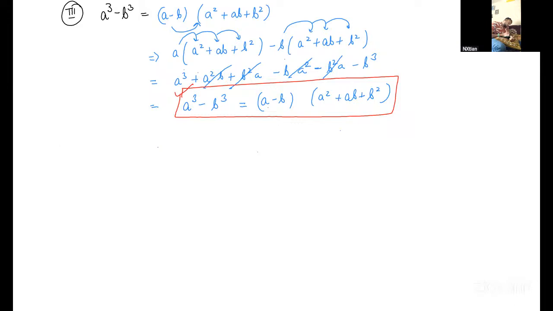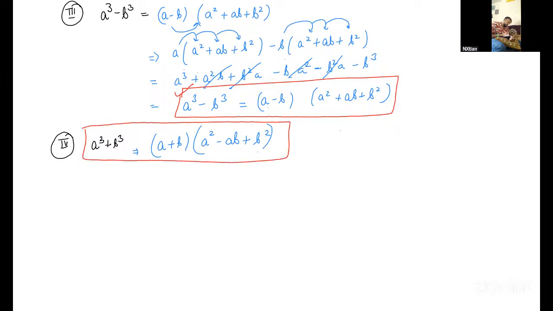Next, fourth identity. The fourth identity that we have to learn is a cube plus b cube, which equals a plus b into a square minus ab plus b square. Now basically this is similar to the above one. The difference is if plus is there, the plus will be there. If minus is there, the minus will be there. And one more difference is if minus is there, plus will be there, and if plus is there, minus will be there. So Sir, basically the sign will exchange here and here.